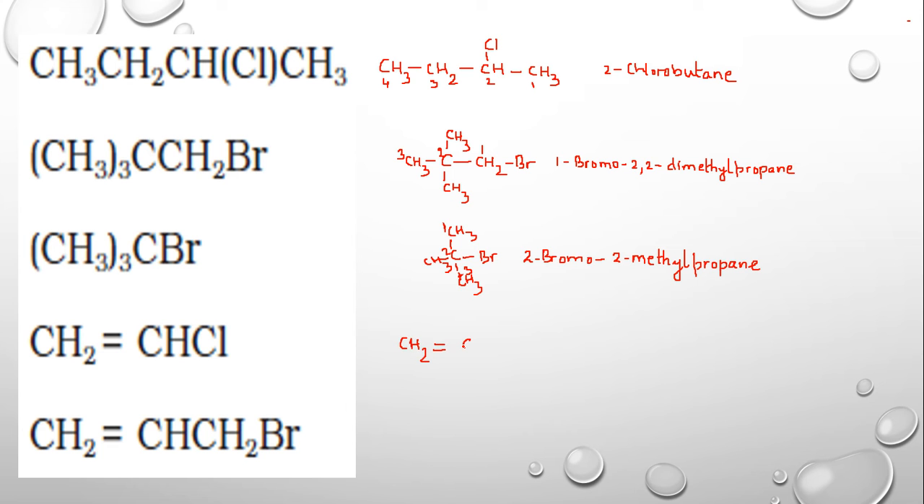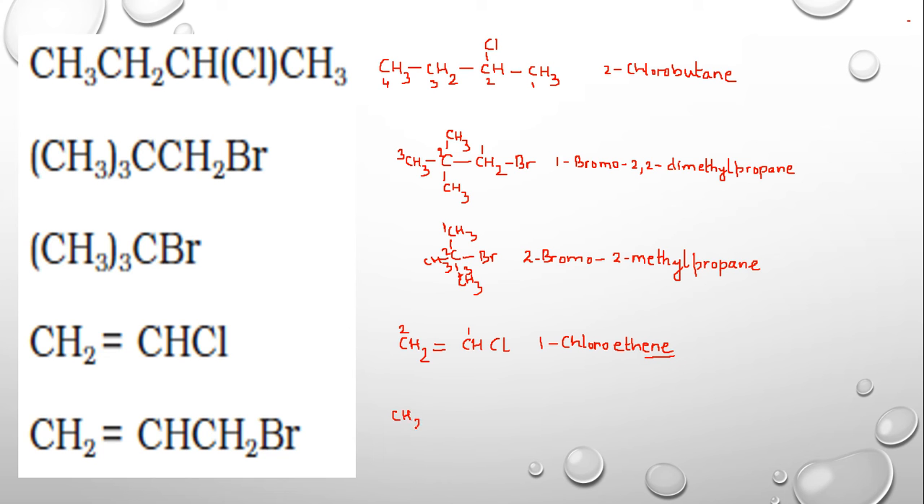CH2 double bond CHCl. Okay, give the numbering 1 and 2. So for first carbon atom, you have attached Cl. So the name is going to be 1 chloro, and it is an alkene. So the name is ethene, E-N-E. It is not ethane, but it is ethene. The same case in this.